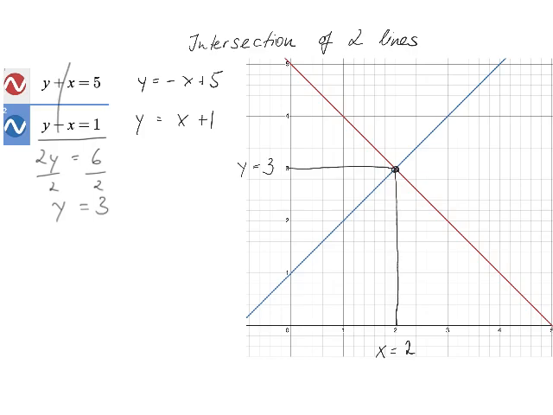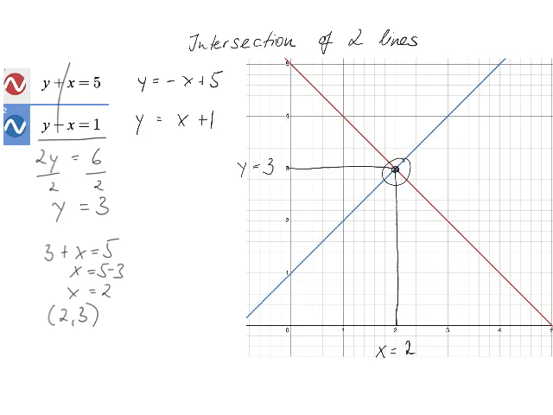I need to find the x now, so I put my 3 into the first equation. 3 plus x equals 5, and I rearrange and I get x equals 5 minus 3, x equals 2. So that would be again my point (2, 3), as seen on the graph over here.